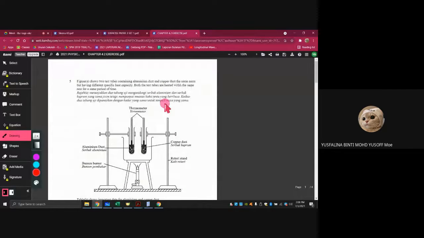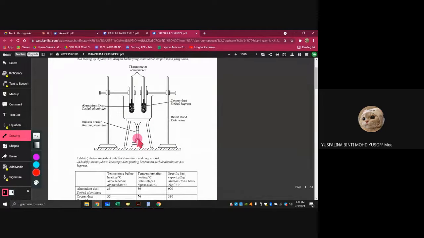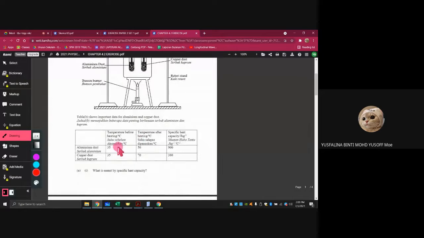It says here, figure A shows test tubes containing aluminium dust and copper dust, the same mass but having a different specific heat capacity. Both test tubes are heated at the same rate for the same period of time. So the amount of heat supplied to both test tubes is the same, and the time of heating is also the same. This is the temperature before heating and after heating. This is for the aluminium dust, this is for the copper dust, and this is the specific heat capacity for aluminium and for copper dust.